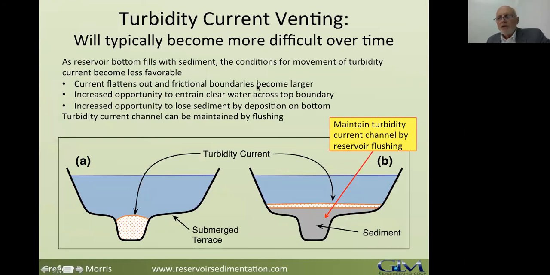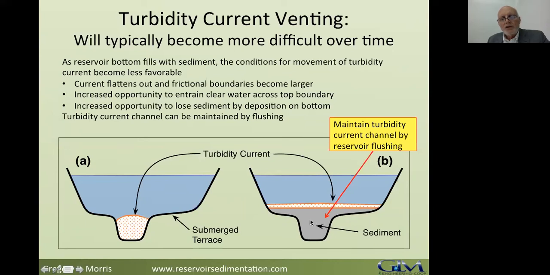Now, over time, the turbidity current will change the geometry of the reservoir. Initially, the turbidity current can flow down the channel occupied by the river. And you'll see you have a nice compact current. But as this begins to fill with sediment, because the turbidity current will deposit sediment along its route, it will eventually become flat bottomed, which is a typical sedimentation pattern that you'll see in a reservoir.